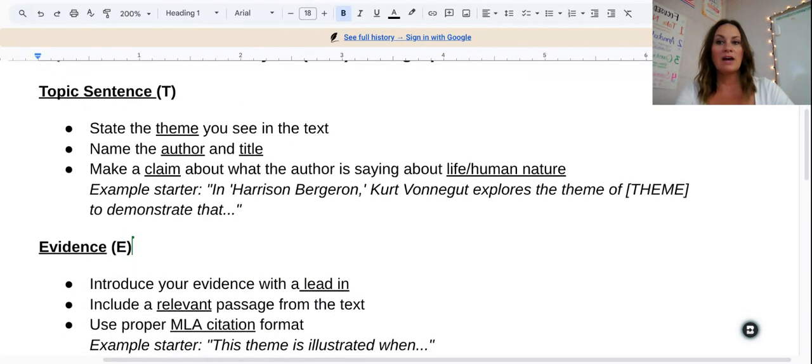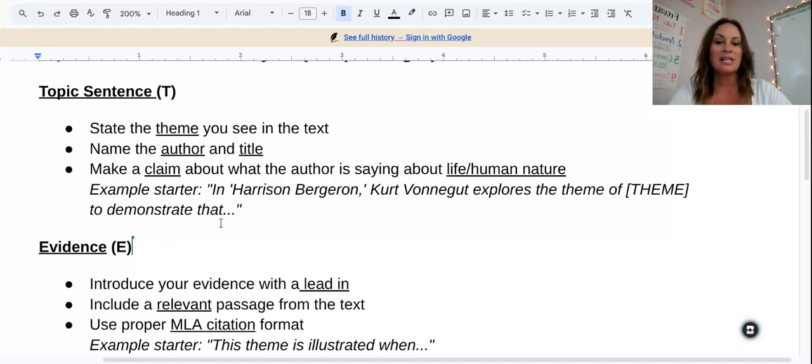All right, so the first thing you're going to have is a topic sentence. Your topic sentence is going to state the theme that you see in this text. You should also reference typically the author and title if it is the first paragraph. You're also going to make a claim about what the author is saying. So the theme is like the big idea, but a true theme statement is making an argument or a claim about what the author is saying. And it's about life, it's about human nature, the human experience. It's kind of a universal truth that could be present in other literature, other books, things like that.